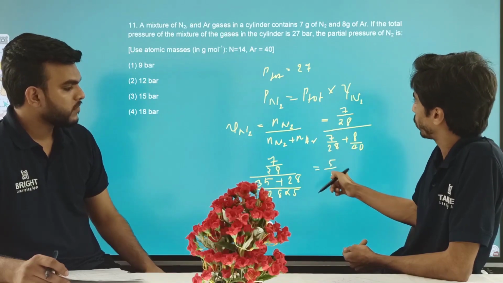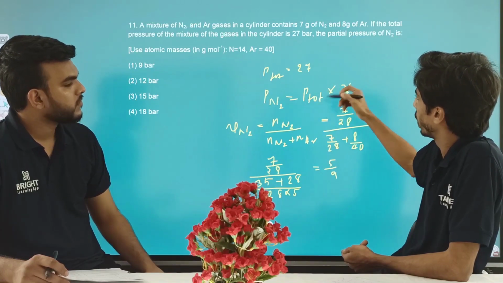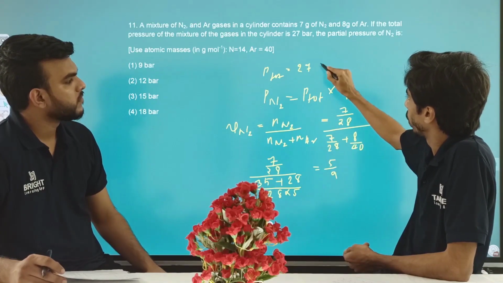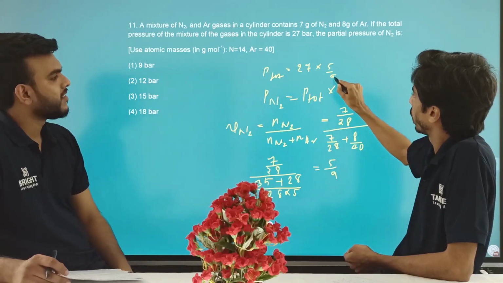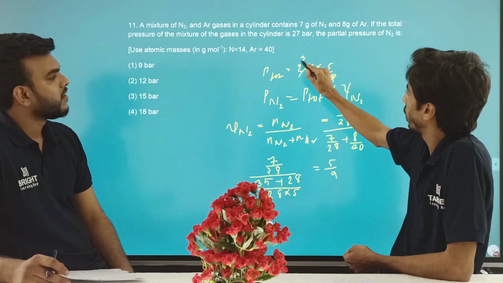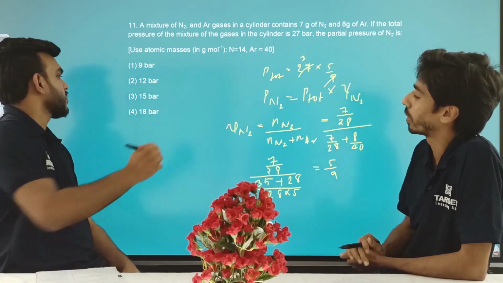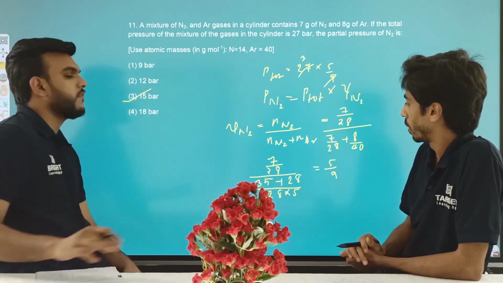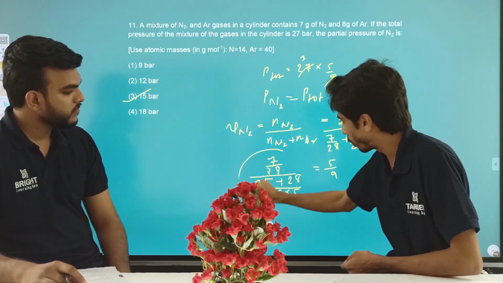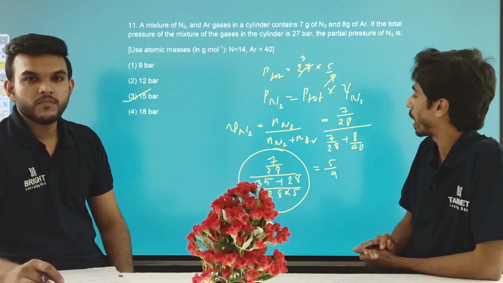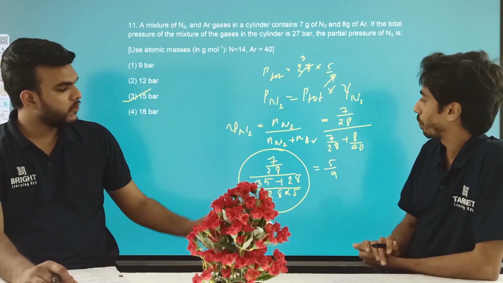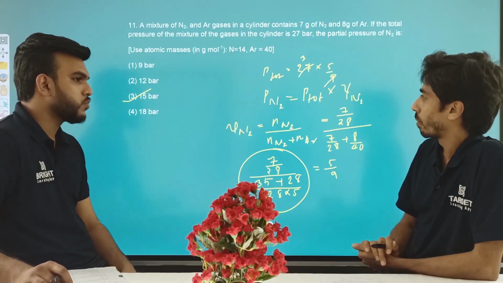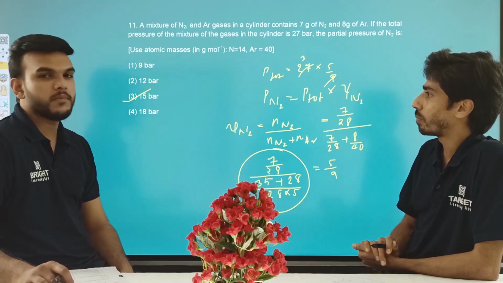So they can directly substitute that 5 by 9 here. P total is 27 into 5 by 9. That's a direct question. They can cancel, 3 into 5, and it will go to 15. The only thing is that they should be able to calculate the number of moles or the mole fraction of N2. Actually, sir, how many minutes are you expecting for this question? Maximum 2 minutes.